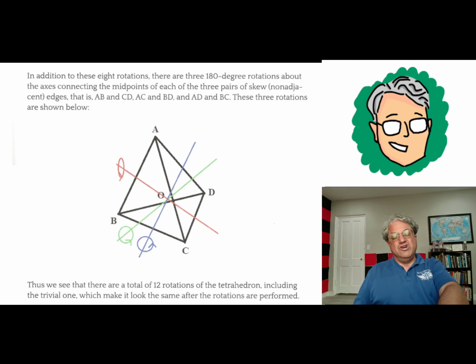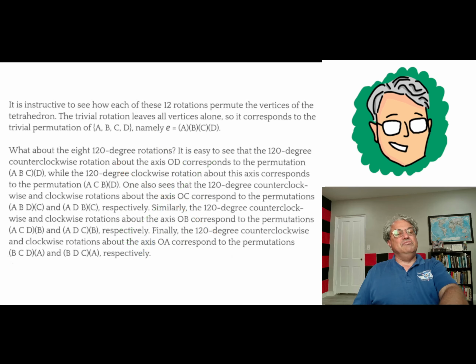So those are all 12 elements of the tetrahedral rotation group, and I think I just showed you that this group is isomorphic to A4 by identifying each element of the group with what it does to the vertices of the tetrahedron. So I think that completes my video for today on the tetrahedral rotation group.